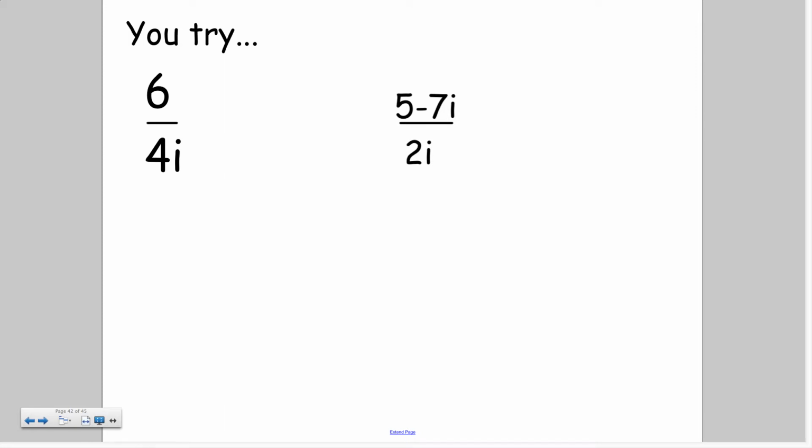All right, so for the first one, I'm going to multiply by what's on bottom, but opposite sign. Okay? So 6 times negative 4, negative 24i.